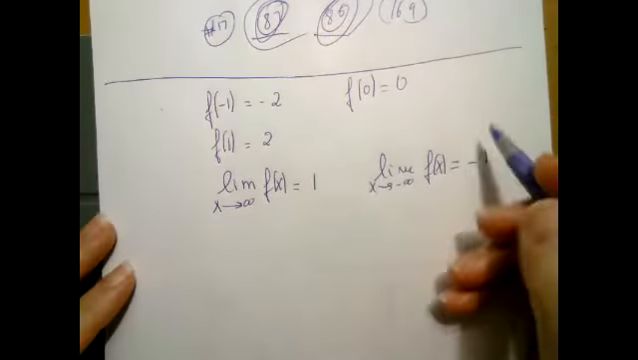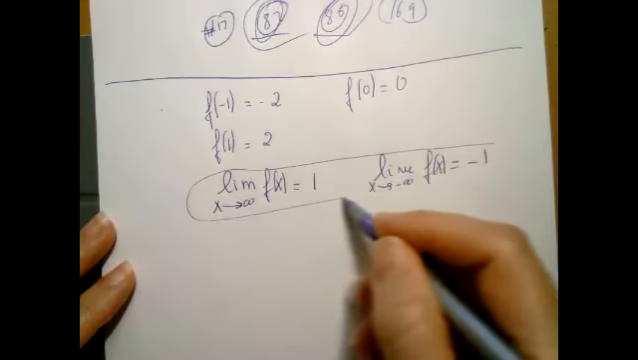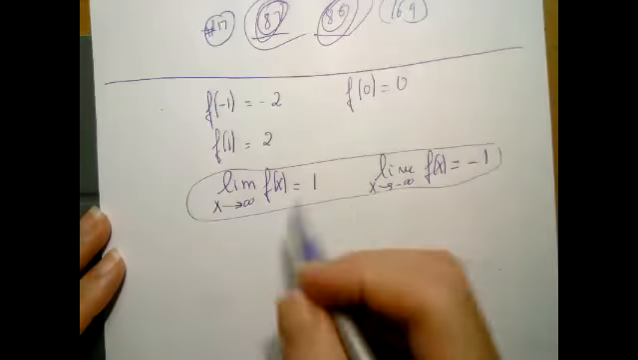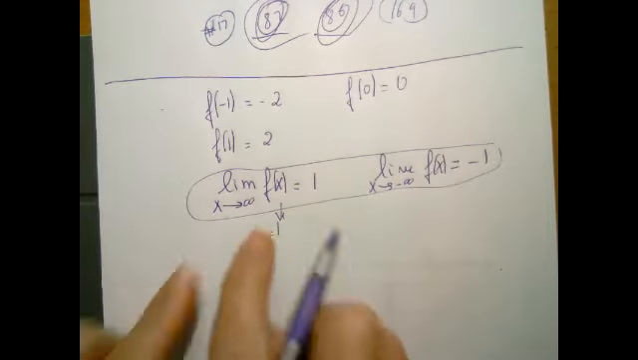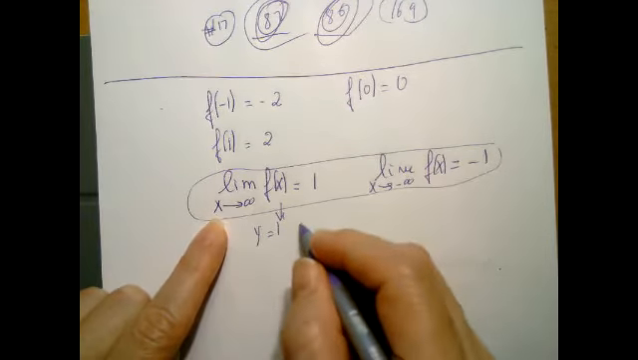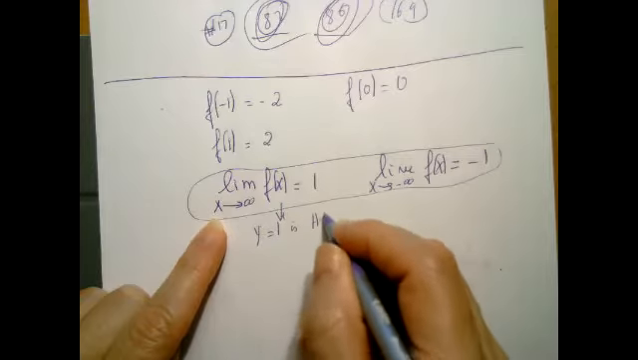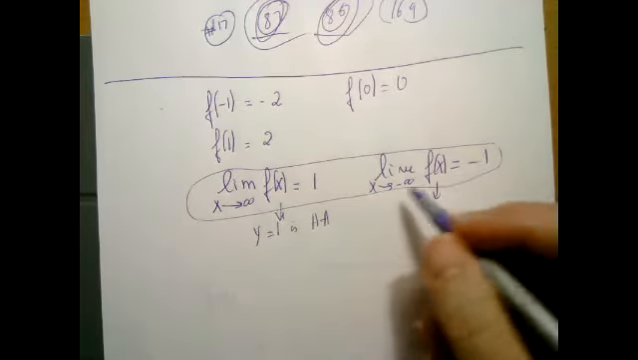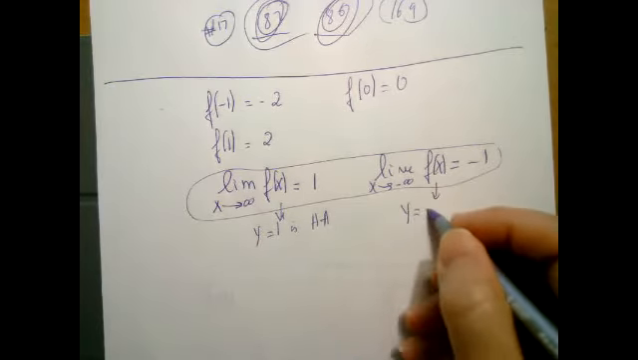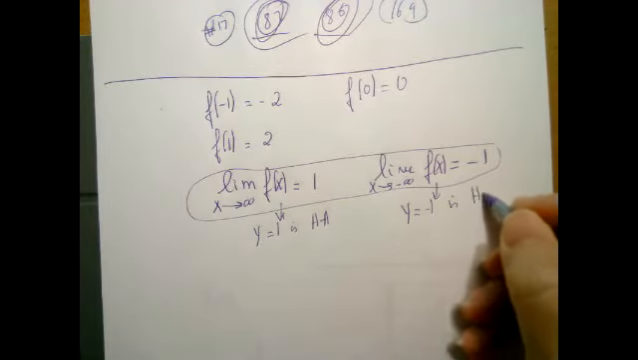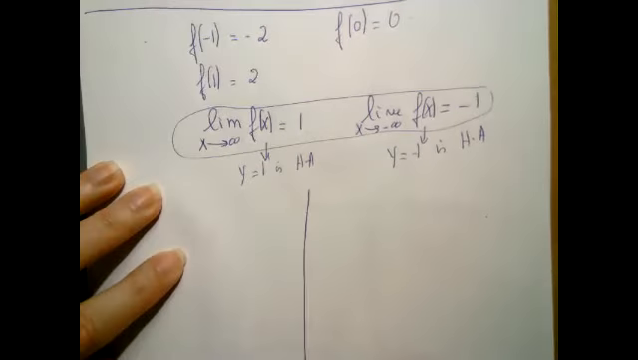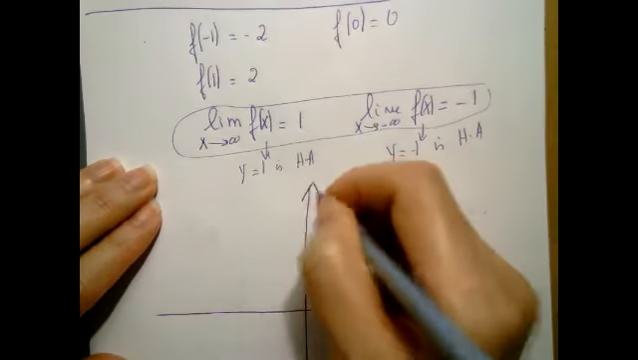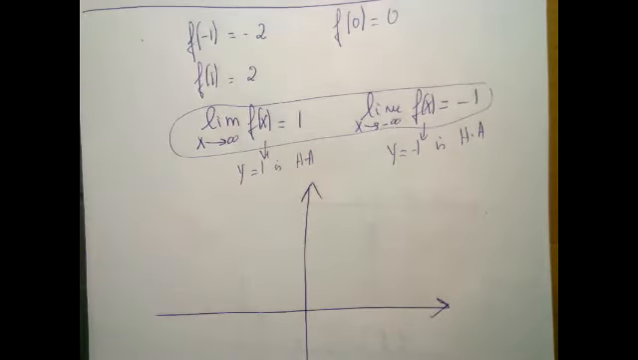And now, the limit as x goes to infinity is 1. It tells me that y equals 1 is a horizontal asymptote, because that's an end behavior. And this tells me again that y equals -1 is a horizontal asymptote. So we really have two of them. So, okay. How shall we graph this type of function?